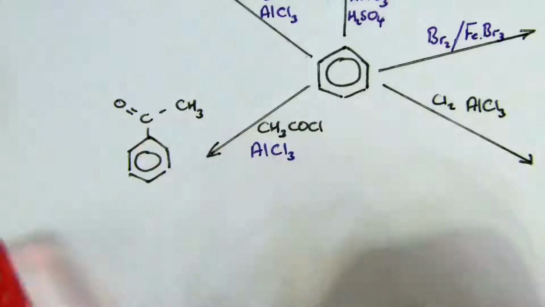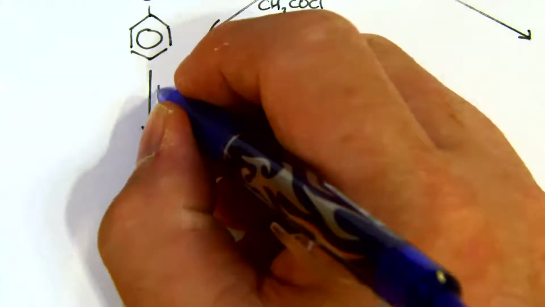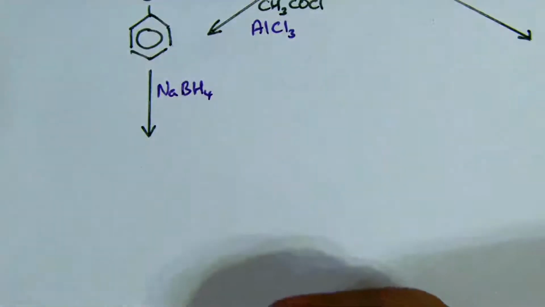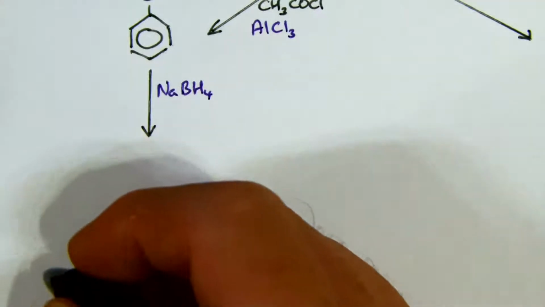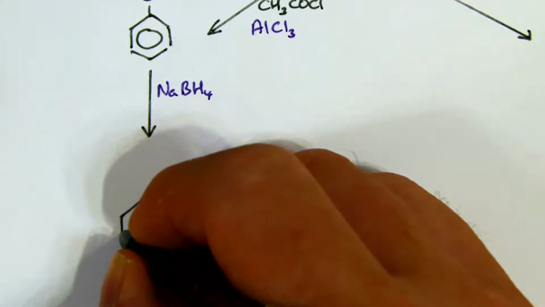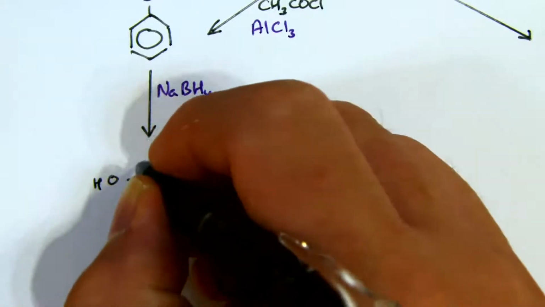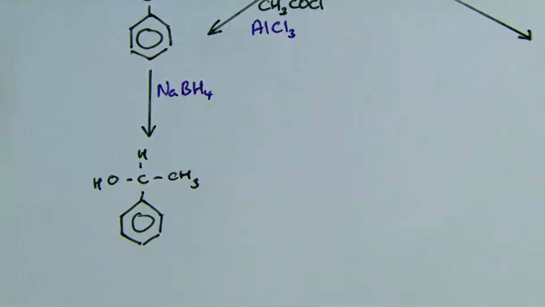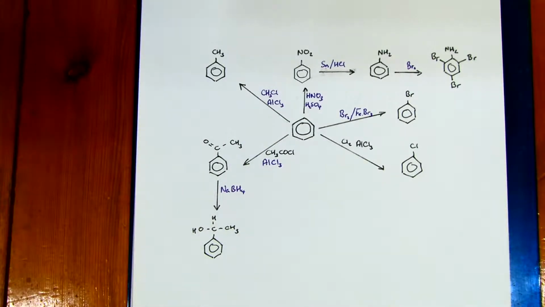If I took that, I suppose I could add to this something like sodium borohydride, and I could reduce that, and that's given me a few of these reactions of benzene and perhaps some of its derivatives that we could have made here.